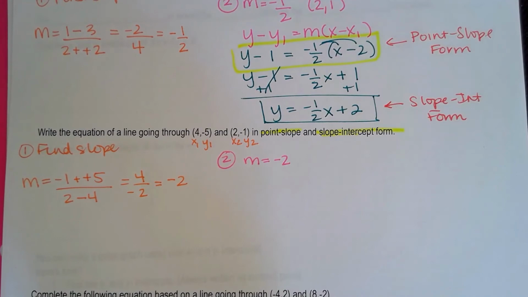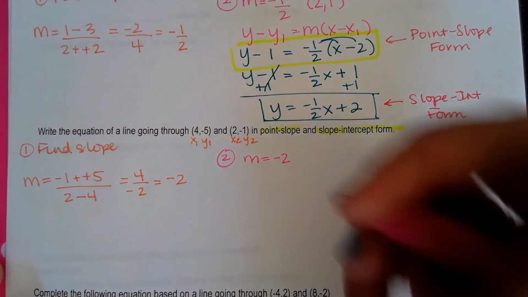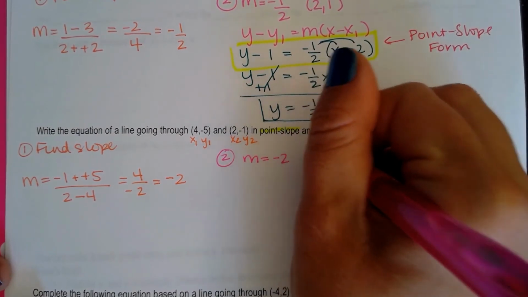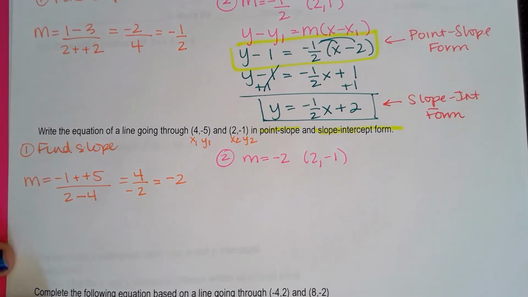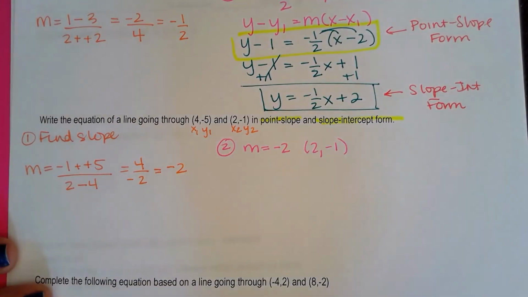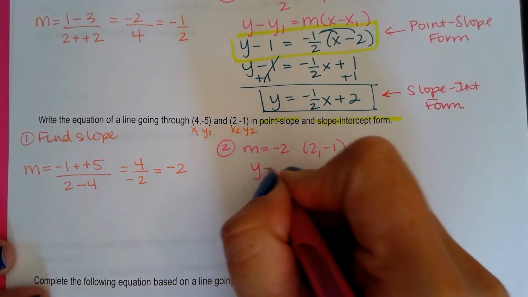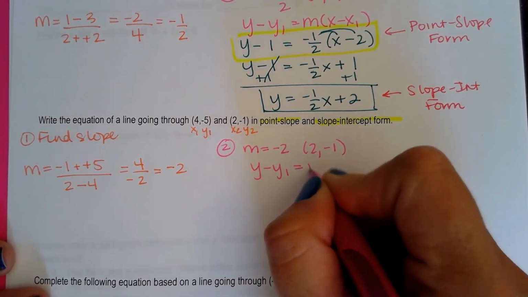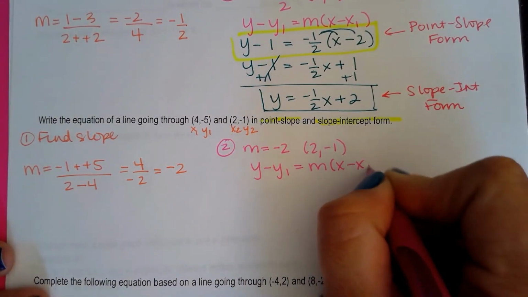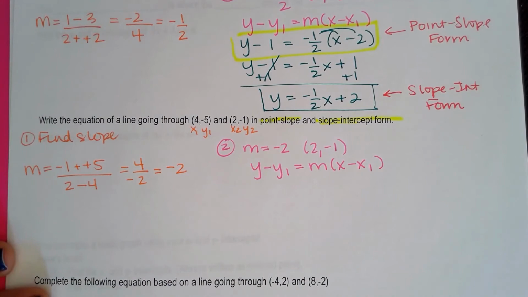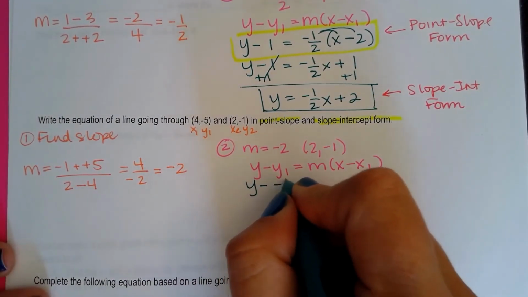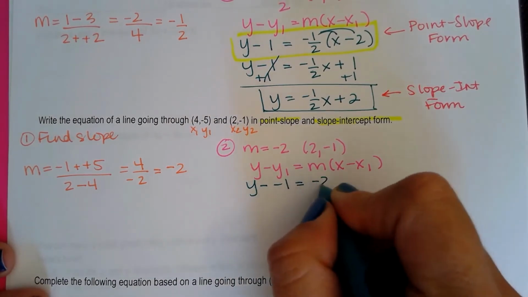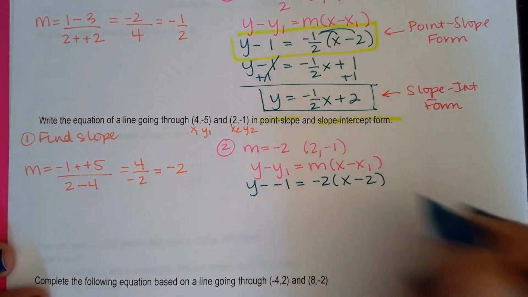Neither of those ordered pairs are all positive, so it doesn't matter which one you use. I'm going to use the second one because it's smaller numbers. Sometimes that's why I use it. But if you use the first one, you will see that you'll get the exact same equation. So my formula is y minus y1 equals m times x minus x1. So y minus -1 equals -2 times x minus 2.